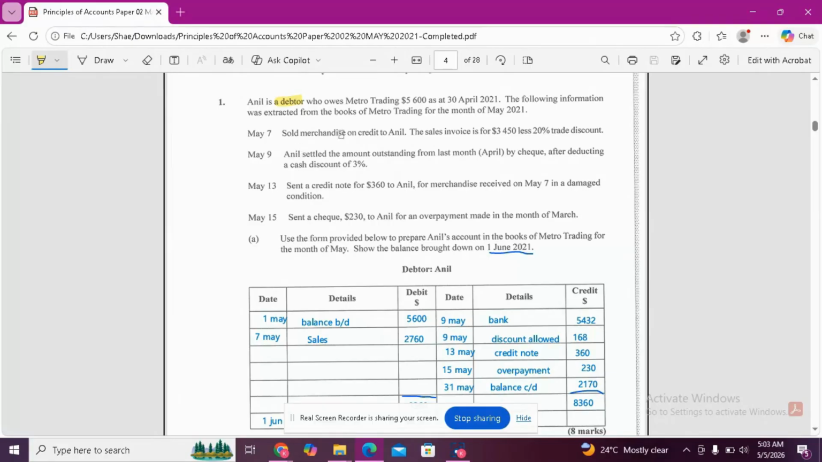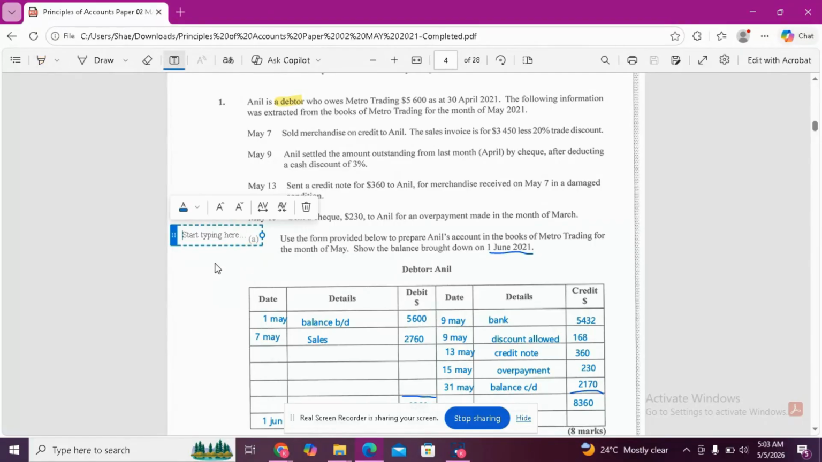Now on the 7th, we sold more merchandise to Anil, and we should deduct 20% discount. So then we're going to find 20% of 3,450, which is equivalent to 690. And then we subtract the 690 from the 3,450. So it's 3,450 multiplied by 20%, which is equal to 690. And then we subtract the 690 from the 3,450, which is going to give us $2,760, which is recorded on the debit side because this is going to increase the debtor's account.